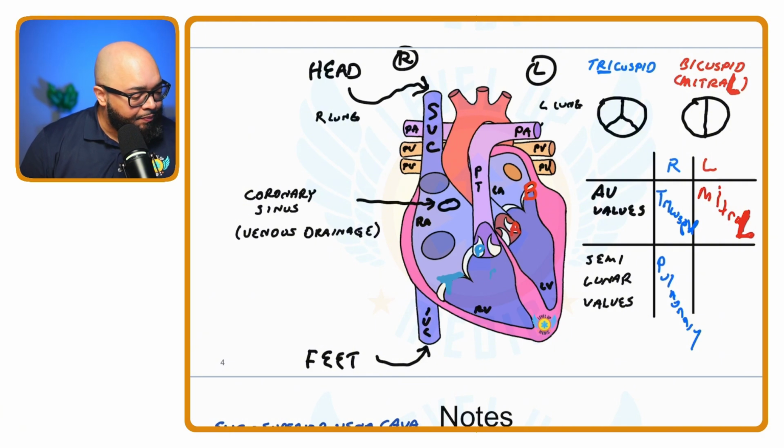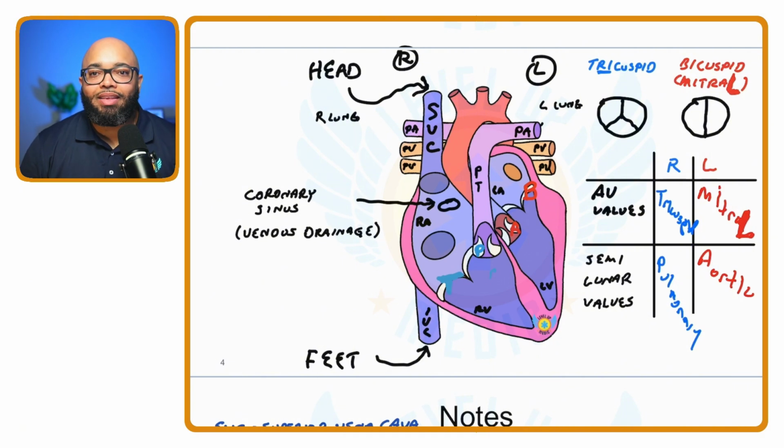And then as blood gets into the left ventricle, it leaves the left ventricle and goes to the aorta. But before it goes into the aorta, it goes through a valve, and that is the aortic valve or aortic semilunar valve. Okay. All right. So we have four chambers: right atrium, right ventricle, left atrium, left ventricle. Then we have four valves. We have tricuspid, pulmonic, mitral or bicuspid, and then aortic.